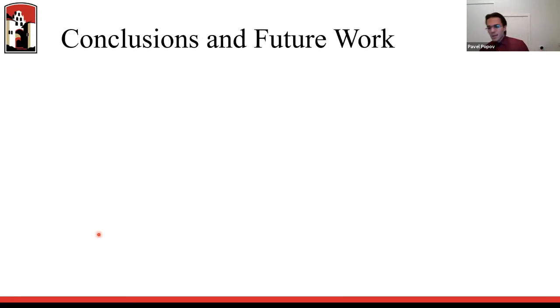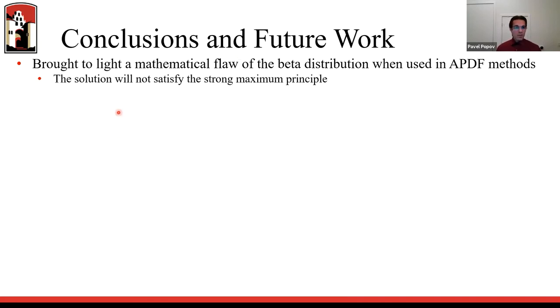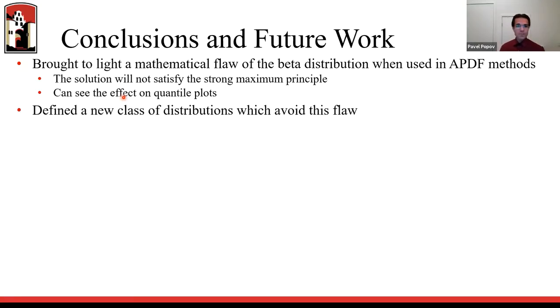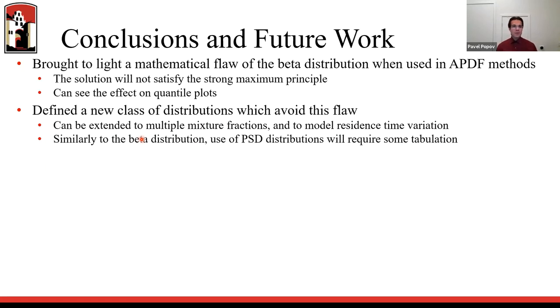Okay, so this brings us to our conclusions and future work. So in this work, we brought to light the mathematical flaw of the beta distribution when using APDF methods. Specifically, the flaw is that the solution will not satisfy the strong maximum principle. And we can see the effect of this on the quantile plots. The actual quantile functions don't go all the way from 0 to 1. And we've defined a new class of distributions which avoid this flaw. And those have been tested here for a single mixture fraction, but they can be extended for multiple mixture fractions and to model residence time variation.